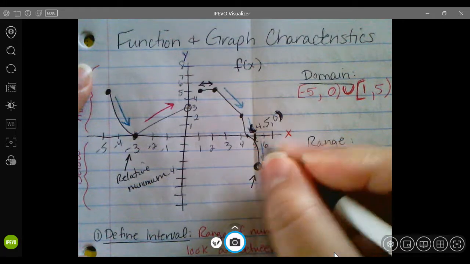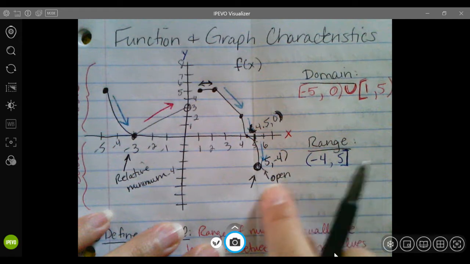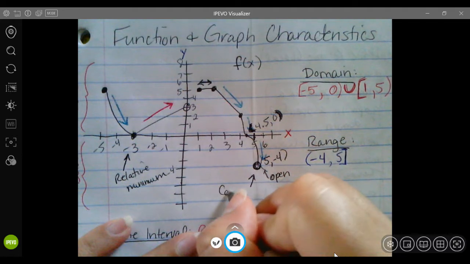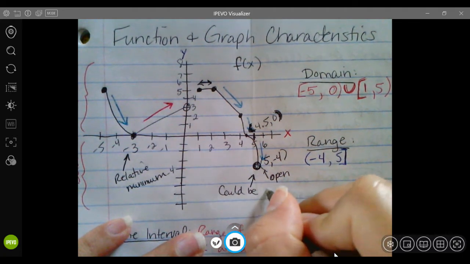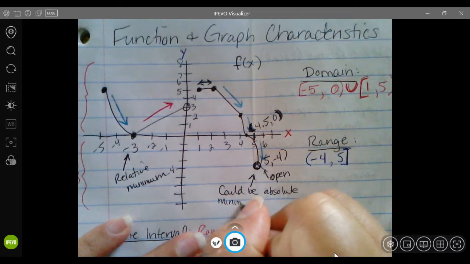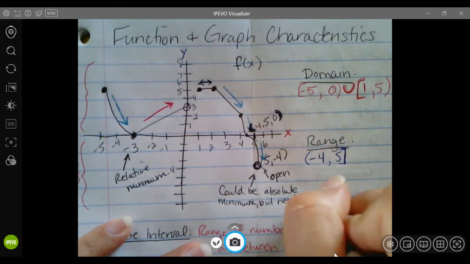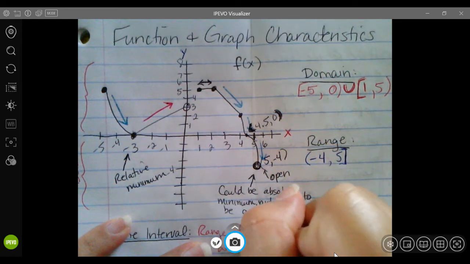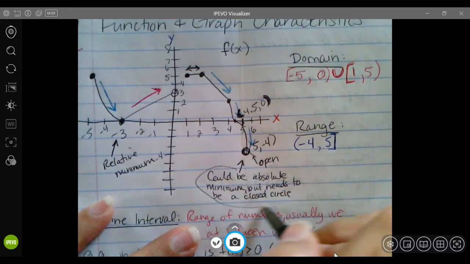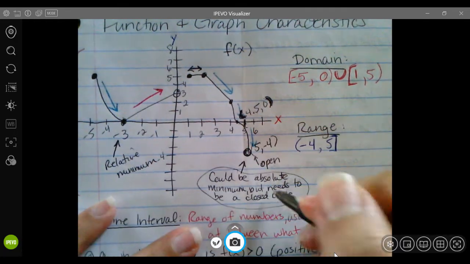This right here would be our global min, but in this case, since it's open, it wouldn't count. So it does have to be closed. So let's go ahead and make a note of that. So we could say absolute minimum is what I meant to say, not max, but needs to be a closed circle. Okay. So if this was a closed circle, then it definitely would be an absolute minimum, meaning it would be the lowest point in the entire graph.